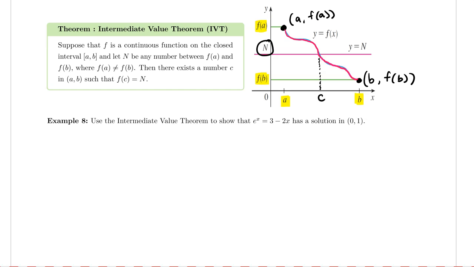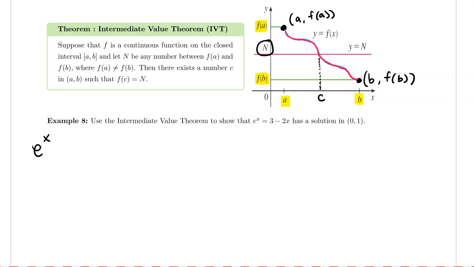So let's use this in action. Example 8 says, use the intermediate value theorem to show that e to the power of x equals 3 minus 2x has a solution on the open interval from 0 to 1. So what I'm first going to do is I want one side of this equation to equal 0, and we'll talk about in just a moment why we're doing that.